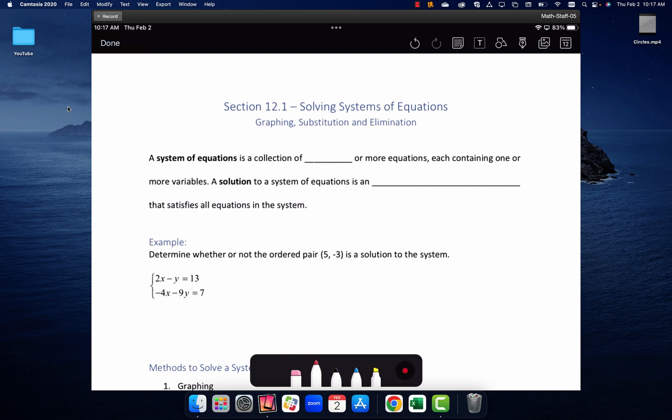In this lesson, we'll be looking at solving systems of equations using graphing, substitution, and elimination. A system of equations is a collection of two or more equations, each containing one or more variables. A solution to a system of equations is an ordered pair that satisfies all equations in the system.